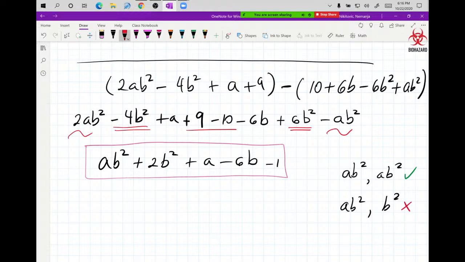Yeah, I understand that they both have b squared, but the first term also has a and the second one doesn't, which means they're not identical. They have some differences between them, therefore they're not like terms, and we can't add those. And that would be it. That's the little quick summary of what we just learned.